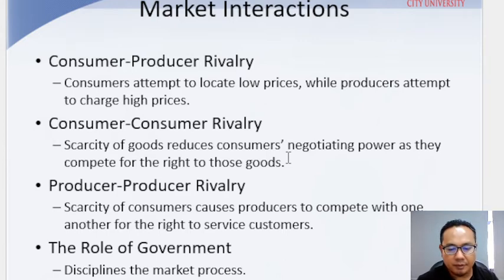Maybe one very good example of consumer rivalry is an auction. We will discuss it in more detail in chapter 12, if I'm not mistaken.